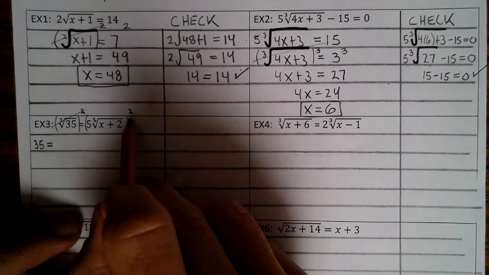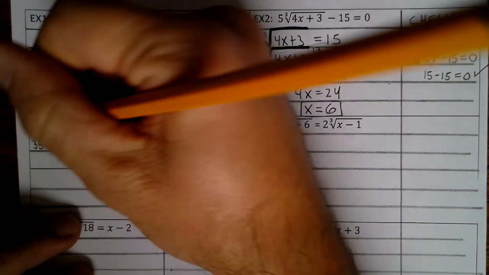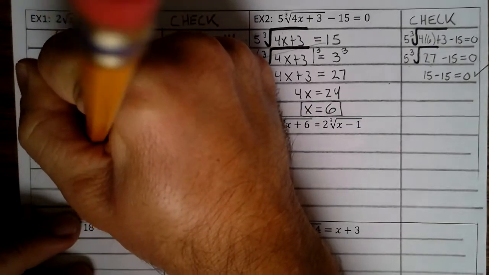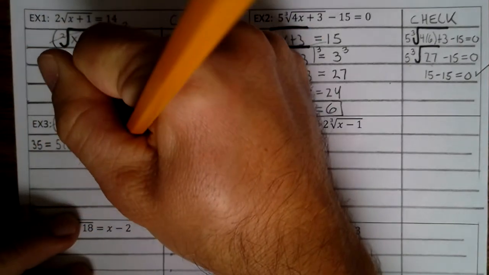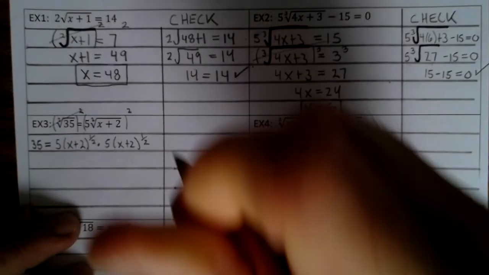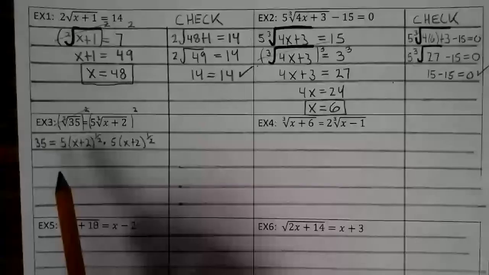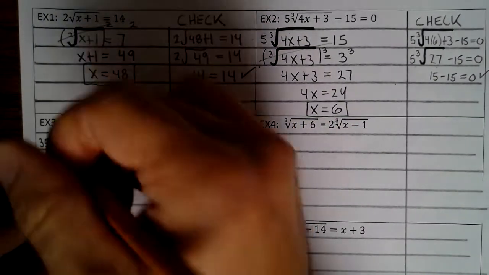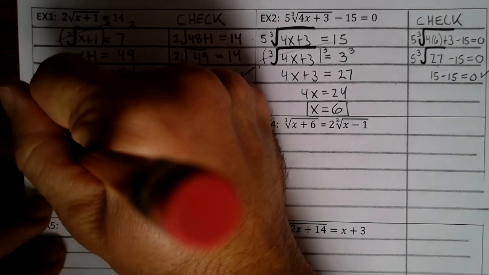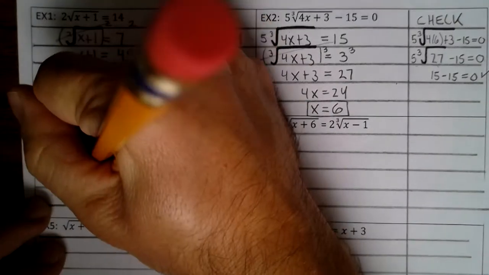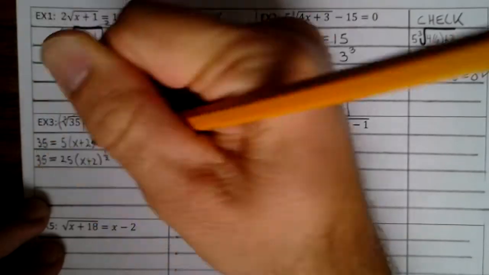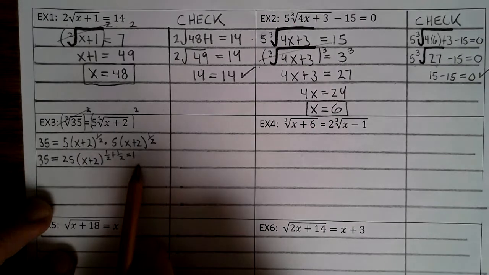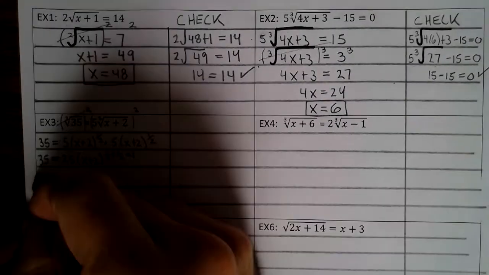I can write this as x plus 2 to the 1/2 times 5 times x plus 2 to the 1/2, because squared means you multiply something by itself. So then you get 35 equals 5 times 5 is 25. And then that's x plus 2 to the 1/2 plus 1/2, which in essence equals 1. So since that's to the power of 1, it's just 25 times x plus 2, so we distribute. So you get 35 equals 25x plus 50.